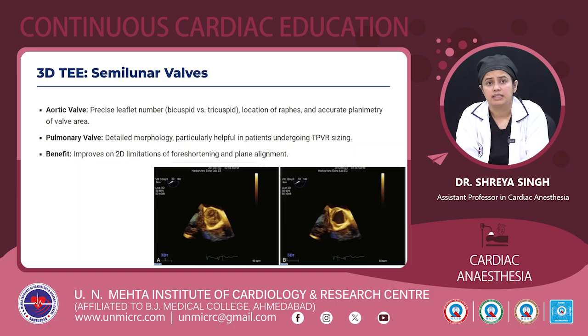Talking about 3D TEE, so we can visualize the semilunar valves. Coming to the aortic valve, we can precisely see the leaflet number, bicuspid or tricuspid, location of the raphe, and accurately use planimetry to calculate the valve area. Pulmonary valve also can show us detailed morphology, particularly helping in patients undergoing transcatheter pulmonary valve replacement sizing. The benefit is that it improves on 2D limitations of foreshortening and plane alignment.